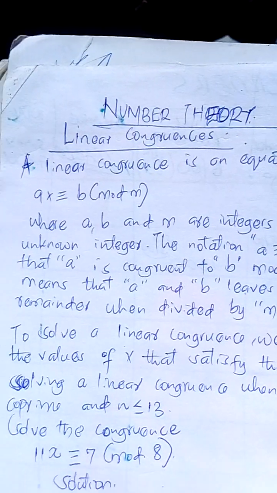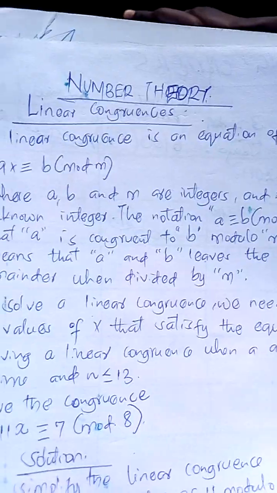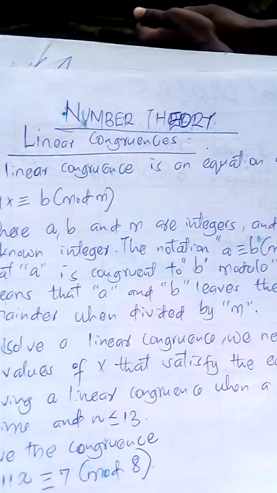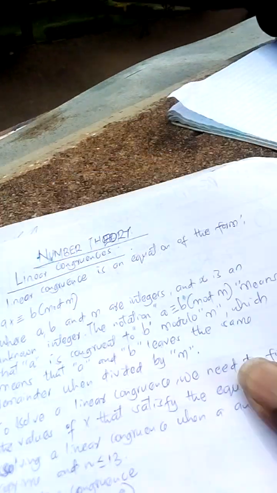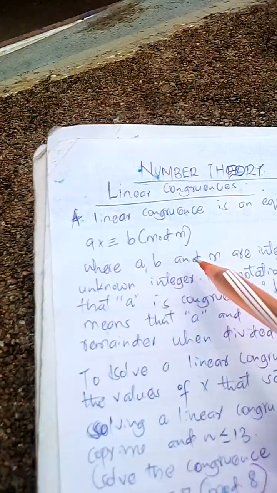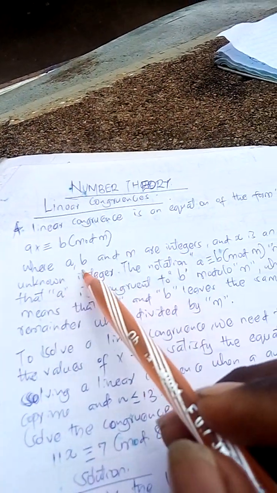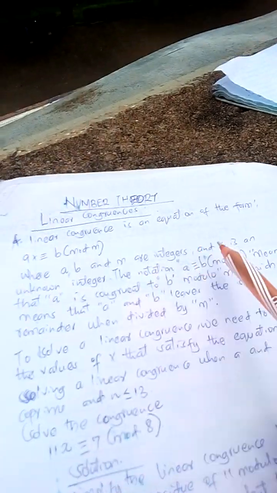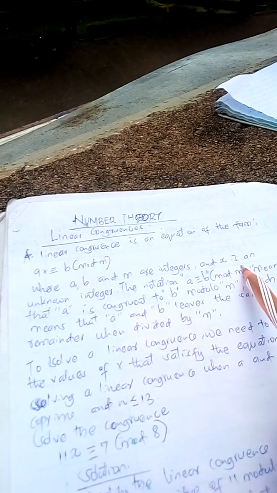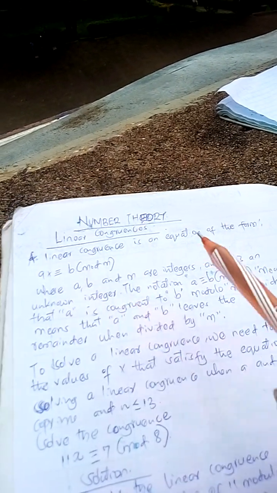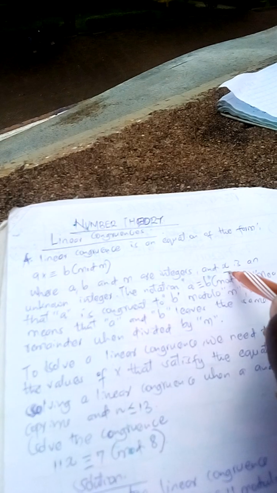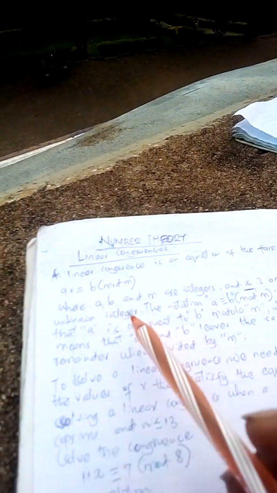So basically, linear congruence is an equation of the form ax ≡ b modulo n, where a, b, and n are integers and x is an unknown integer. So this x is the integer that you are interested in. I'm going to show you how we are going to solve for that.